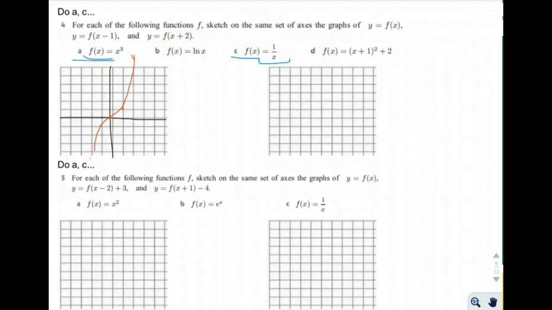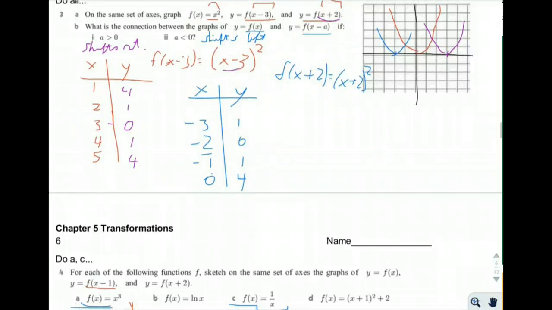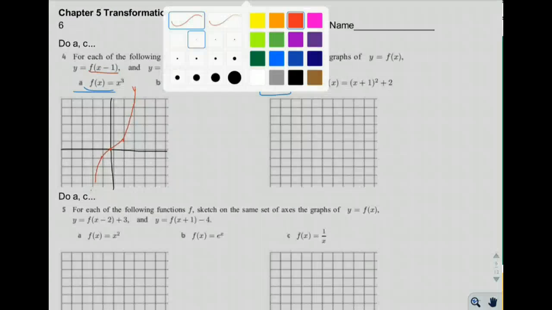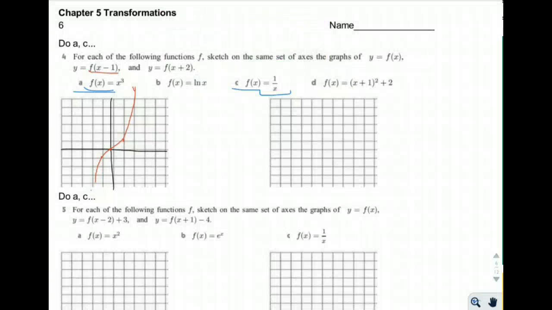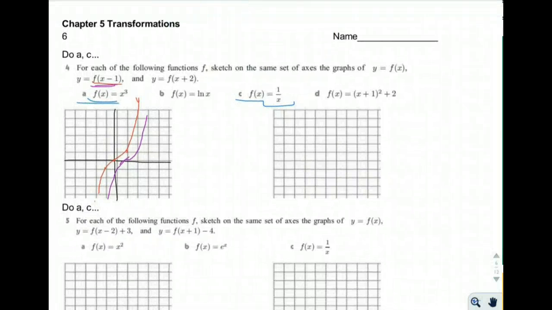And what about when you have f of x minus 1? What happens? Well, we just saw above that when you have f of x minus 1, it shifts to the right by 1. Okay, and it might be counterintuitive because if you see negative 1, you might think that it shifts to the left, but it shifts to the right by 1. Okay? Okay, and then what about when it's x plus 2? Where does it shift? Then it shifts to the left by 2.